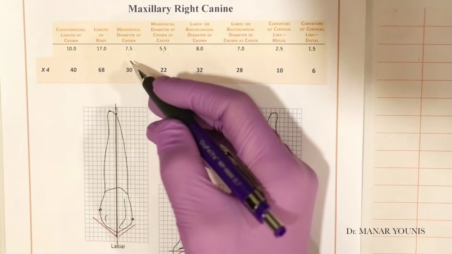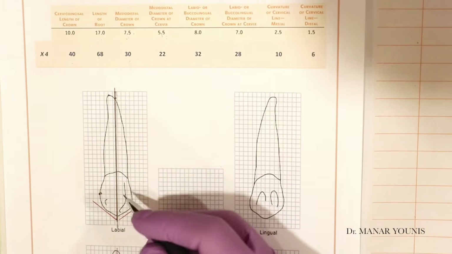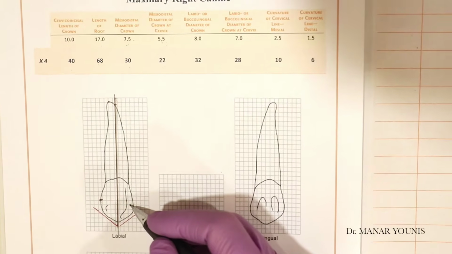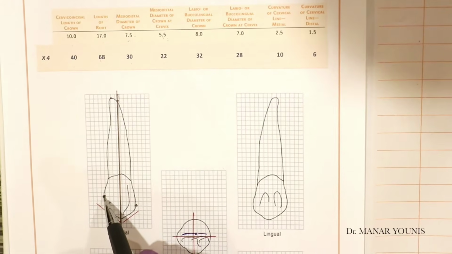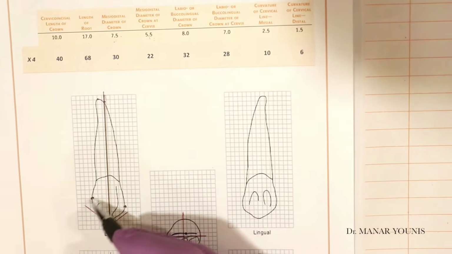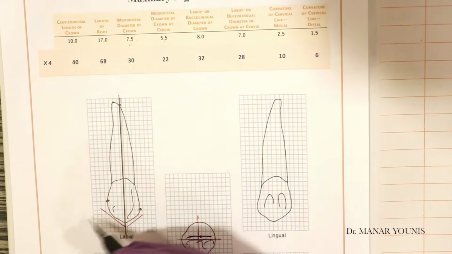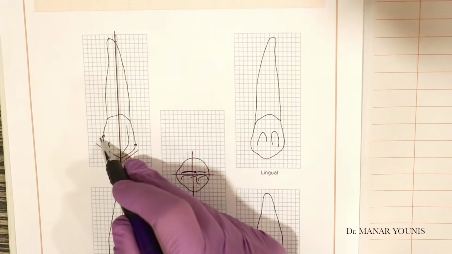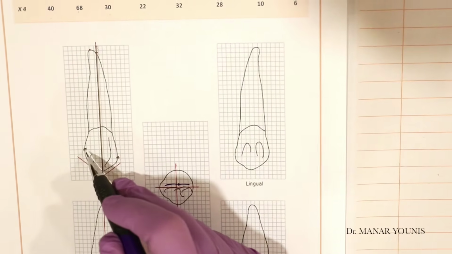So this dimension should be marked at the exact location of the contact points, which is mesially located at the junction between the incisal and middle third, while distally it's located in the middle of the middle third of the crown. So we have different sites for contact areas to accommodate the different teeth on either side of the canine. Here it will make contact with the distal aspect of the lateral, while on this side it will make contact with the mesial aspect of the maxillary first premolar. Therefore, the two contact areas are at different levels.